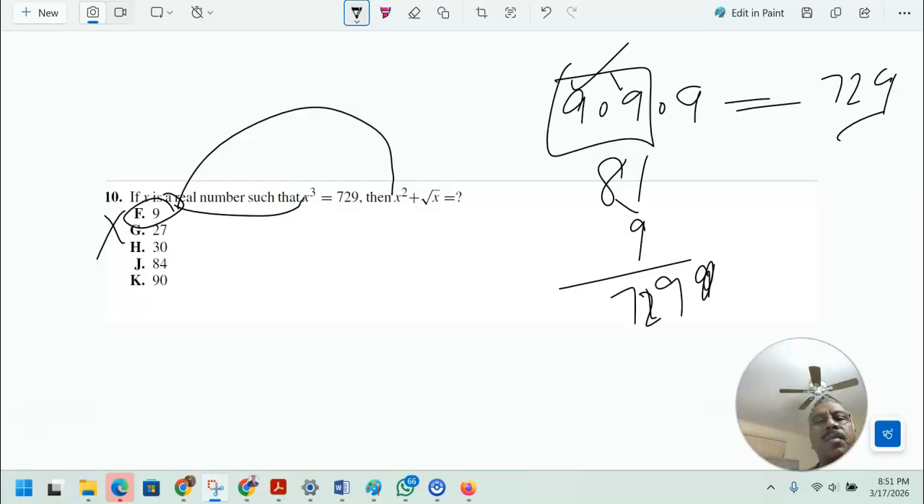I hope that helps. And once you get that 9, you just plug it in here and get the answer.